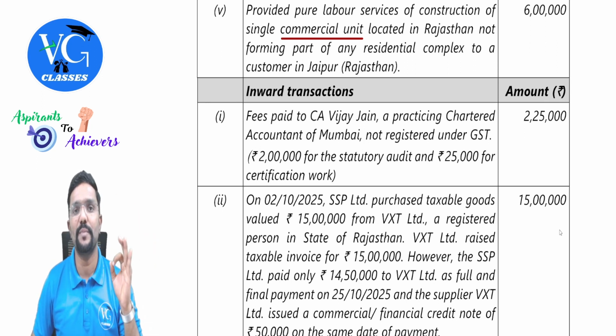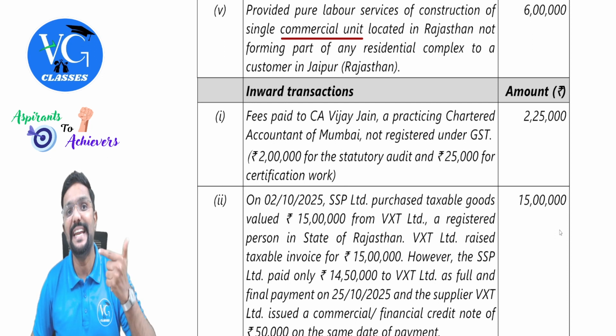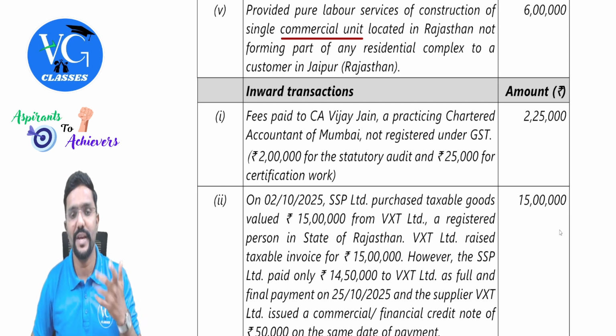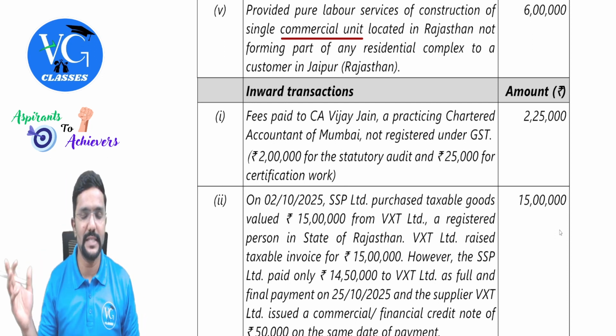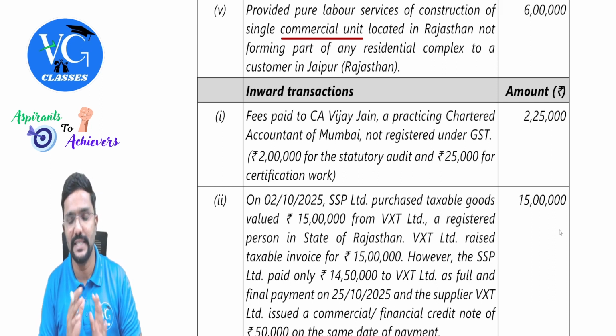Because with respect to immovable property, whatever services is provided, what is the place of supply? Wherever the immovable property is located or intended to be located. So here it would be Jaipur, that is Rajasthan. So it will be interstate supply. IGST has to be charged.